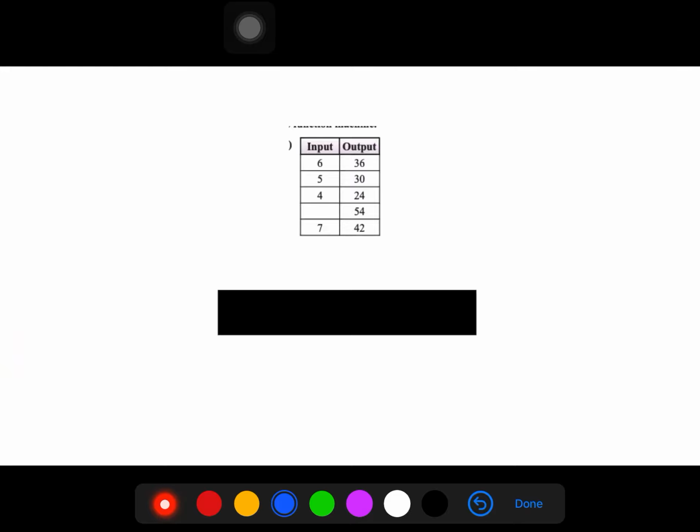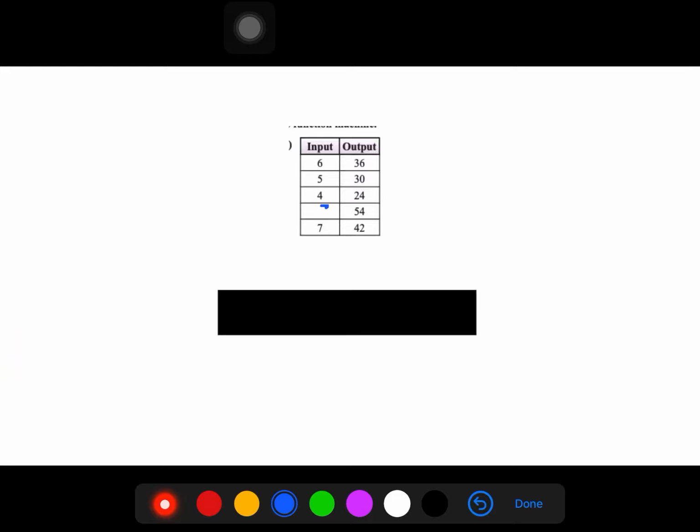Let's look at this. If this is an input-output table, input 6, output 36. Input 5, output 30. Input 4, 24. What would be my missing value here? Do you see a pattern with the numbers? Notice though, what is going on with the numbers? What number is missing?